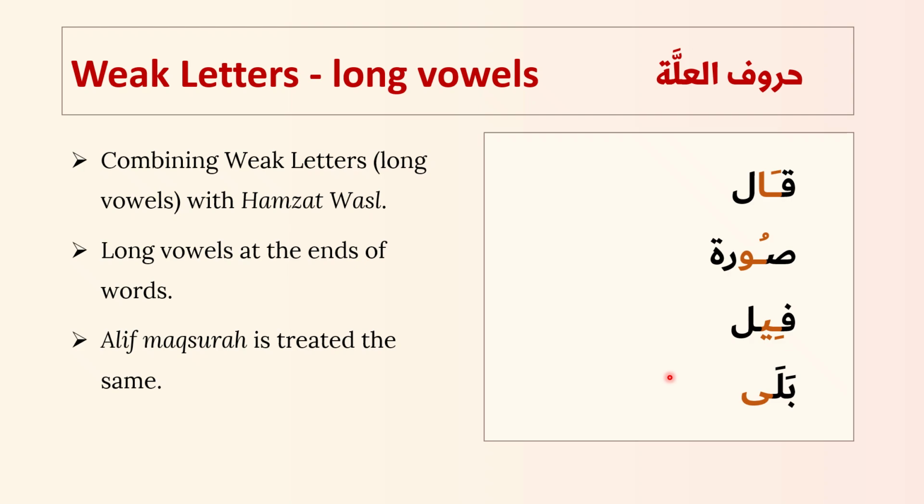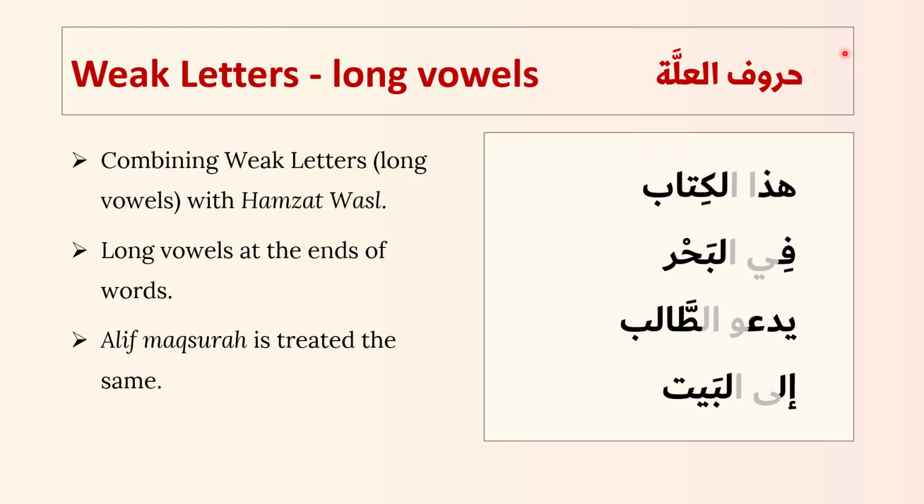Okay. Before moving on to explaining the case when they become silent letters, weak letters, I want to add that al-alif al-maqsura is treated the same as any other vowel. Now al-alif al-maqsura here is the last example, where this is an alif maqsura. It's the form of a ya, drawn like a ya but without dots, so it's pronounced like an alif. So this here is a, bala. It's treated like any other long vowel.